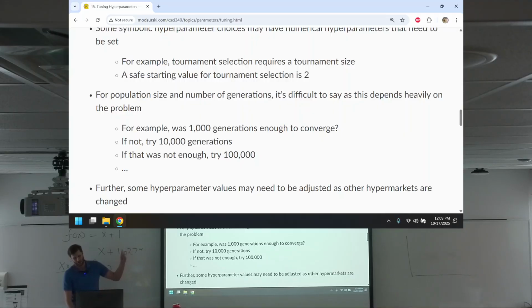Look, in some of the work I've done, I had population sizes of like 10,000 and generations of like 10 million, right? This is the way it is sometimes, right?